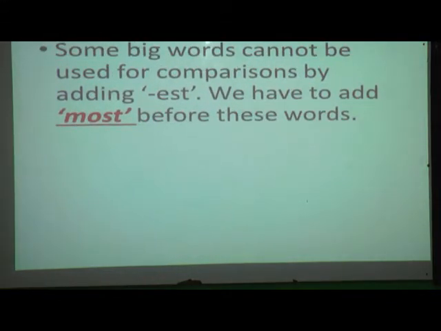Now, when there are some big words and we are comparing between 2 things or persons, what have we done? When it is a big word, we use more. But here, when we are comparing more than 2 things or persons, which word are we going to use, students? Yes, we are going to add most. Again I will say, some big words cannot be used for comparison by adding est. So that time what do we have to do? We have to add most before these words.